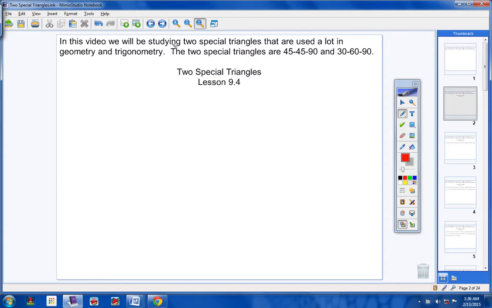Okay, here we go. Your heading today is called Two Special Triangles, Lesson 9.4. Please copy that in your notes and be sure and include today's date so that your notes are organized.